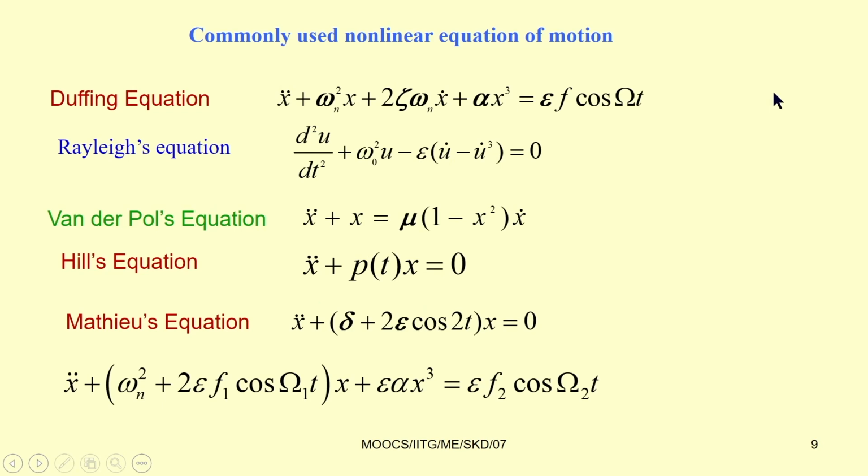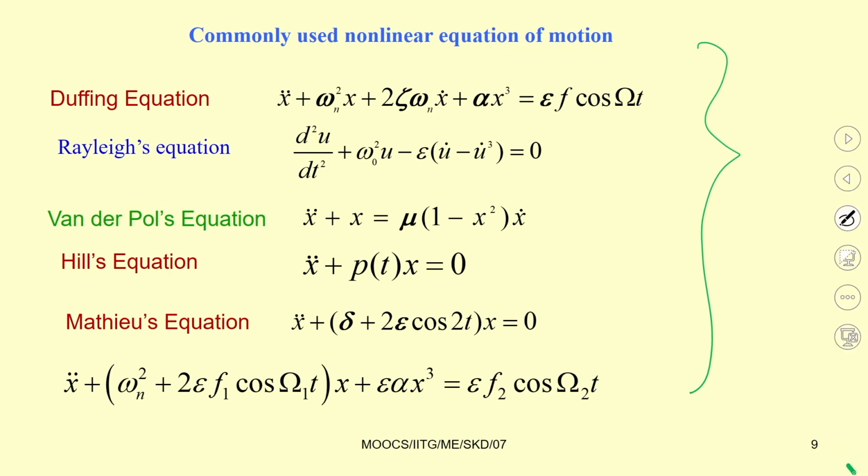These are the commonly used nonlinear equations that we already know, and a particular nonlinear equation, when we see it, may be a combination of all these equations. For example, we have seen the Duffing equation, the Duffing equation with a cubic nonlinear term. Here a forcing term is also added. So, the equation is x double dot plus omega n square x plus 2 zeta omega n x dot plus alpha x cube equal to epsilon f cos omega t.